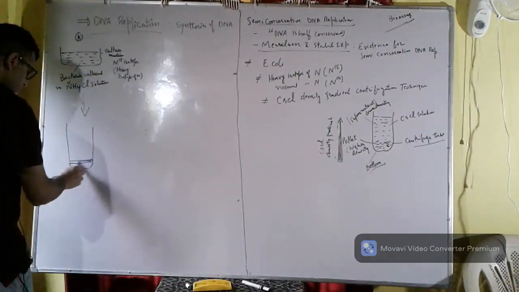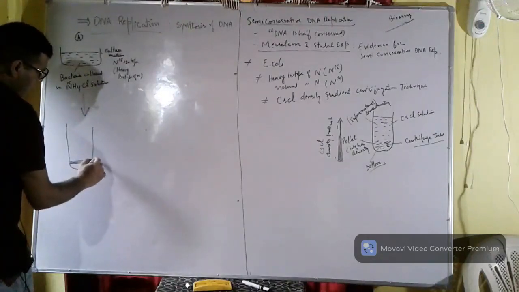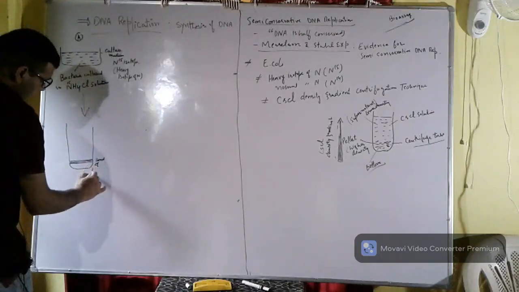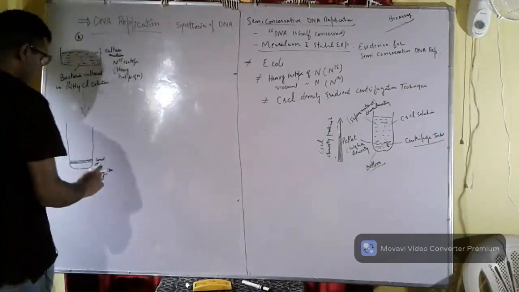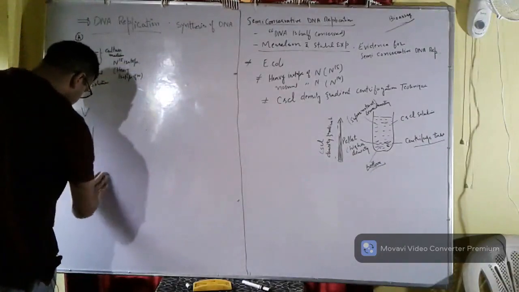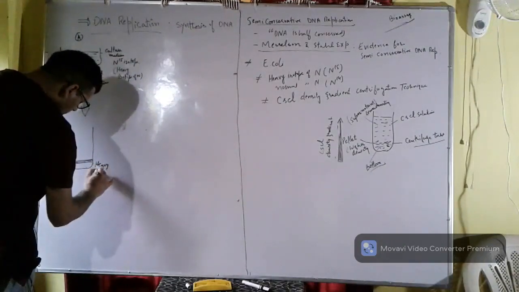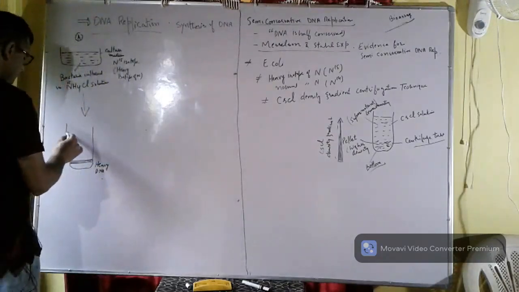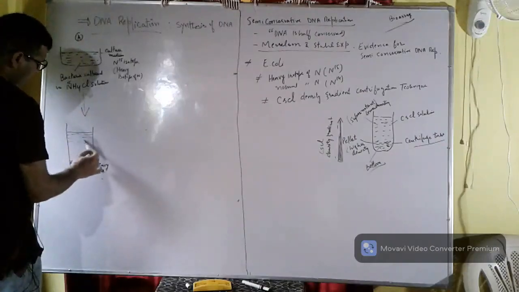So this is heavy DNA. It is a band of heavy DNA. So we can here write, it is a band of heavy DNA. This is obviously cesium chloride.